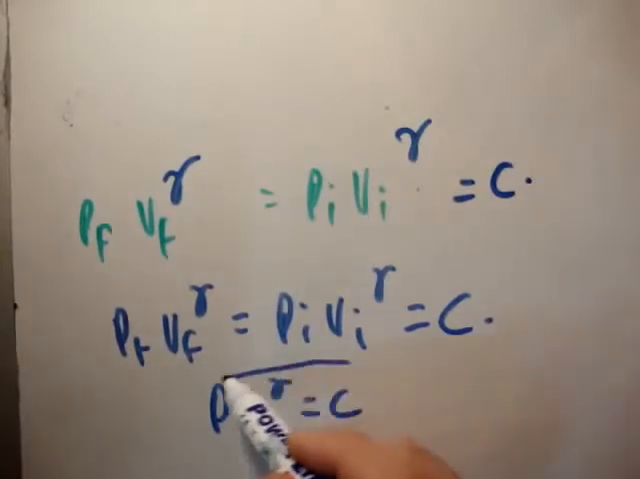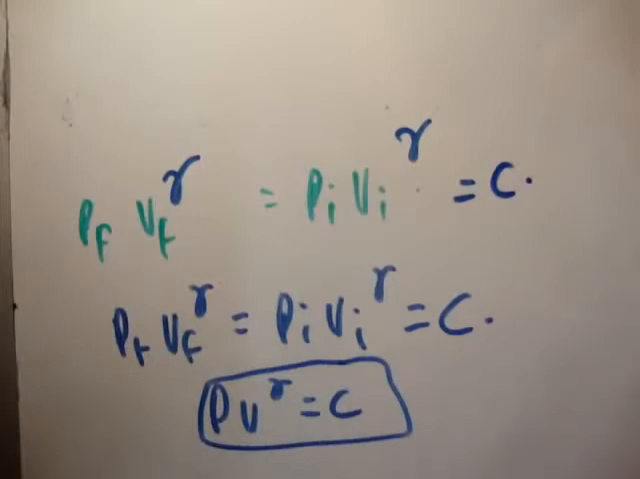So for adiabatic processes, which means Q is equal to 0, where you only do compression work, PV to the gamma is a constant. And that's a good way of measuring thermodynamic processes.